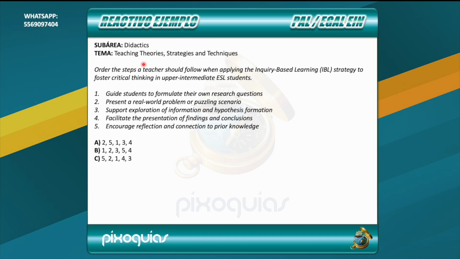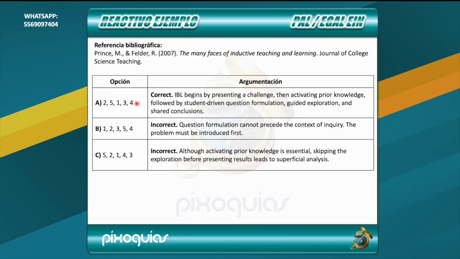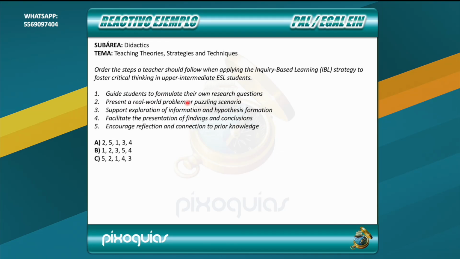Order the steps a teacher should follow when applying the inquiry-based learning (IBL) strategy to foster critical thinking in upper intermediate ESL students. Well, we see that the correct answer is A, that is 2, 5, 1, 3, 4 sequence. Let's check it out.